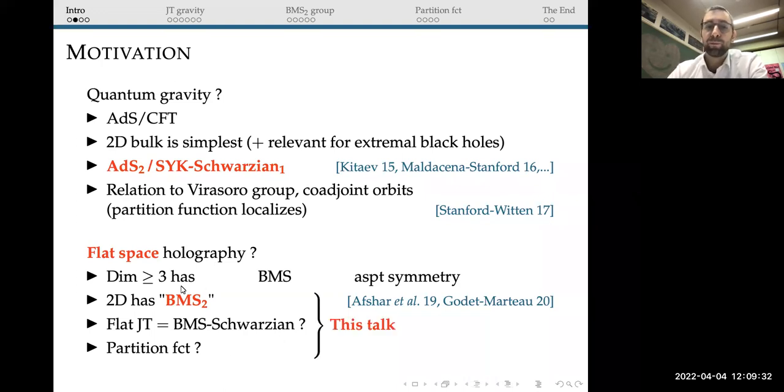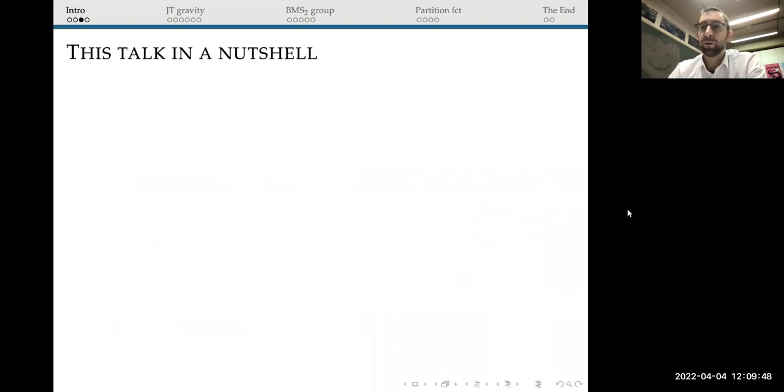Today's talk is going to be precisely about these questions. So I'm going to define a notion of BMS group, I'm going to see how it's related to the flat JT action functional, and I'm going to talk about the corresponding partition function. So before I actually jump into some details, let me just give you a brief, not quite an overview of the talk, but really the main slogans I'm going to make.